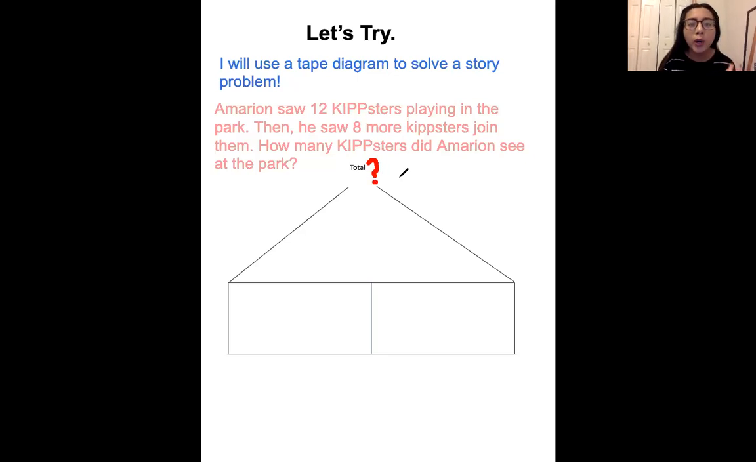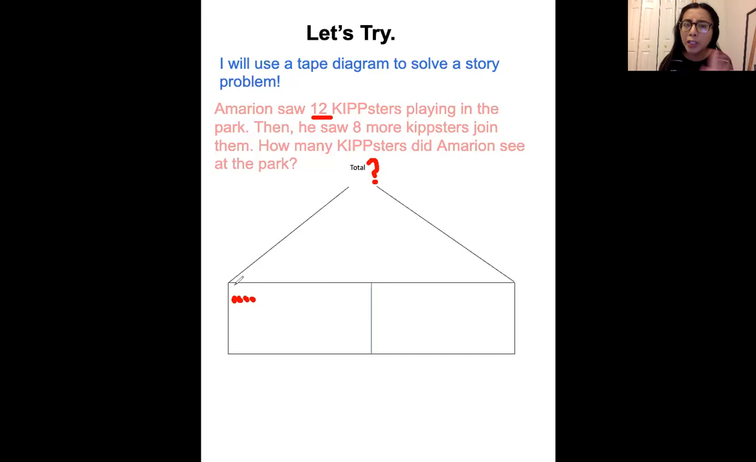Now we can draw the first part, which was 12. We're going to draw 12 circles, and we're going to start by drawing 10 circles in the first part.